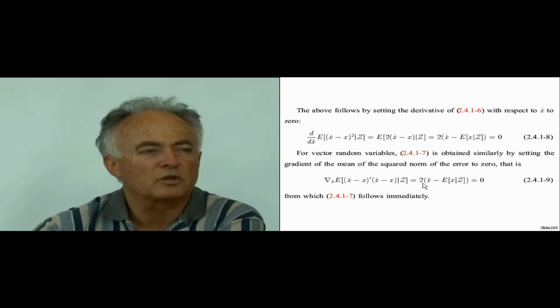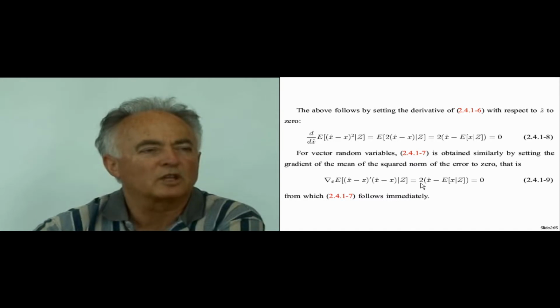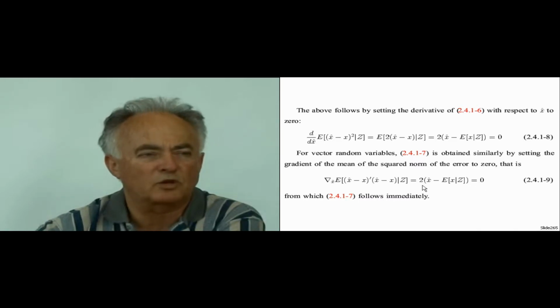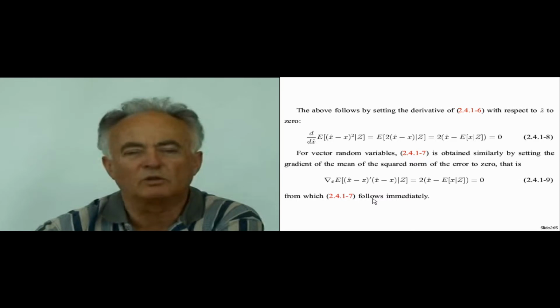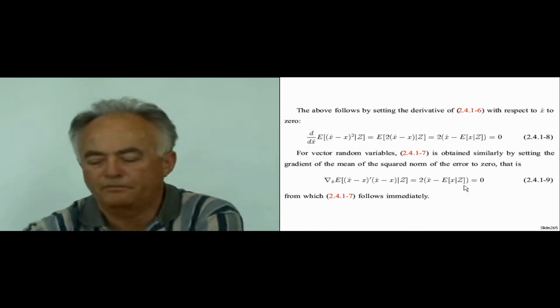which gives us, according to the rules we have seen for the vector gradient operation, 2 times x hat minus E of x given z equals 0, which is the same thing as before, except that this is a vector equality as opposed to a scalar equality. The notations are the same, but this is a 0 vector. So we have the same result for the vector case.